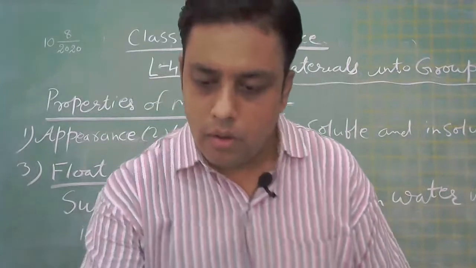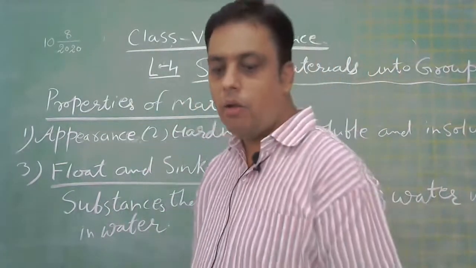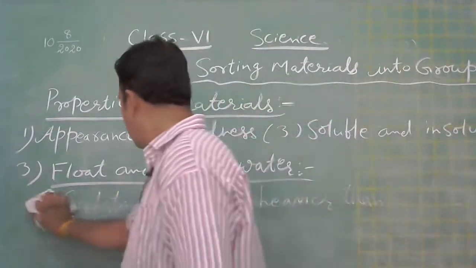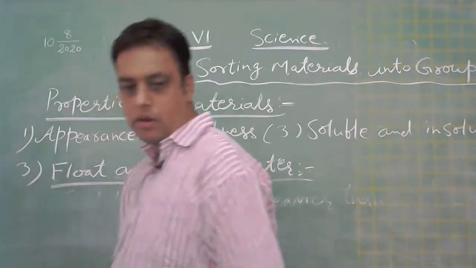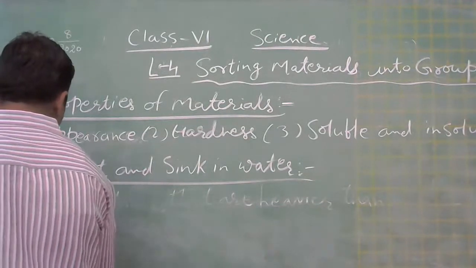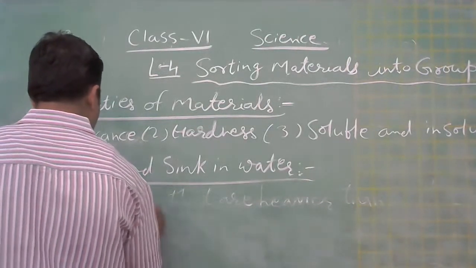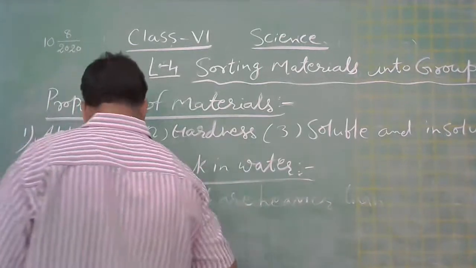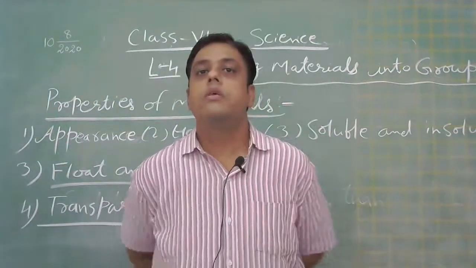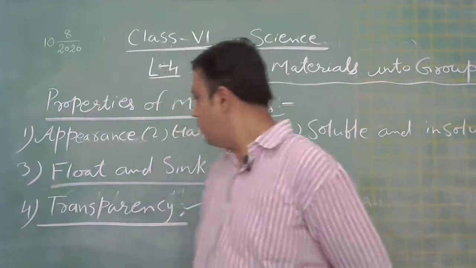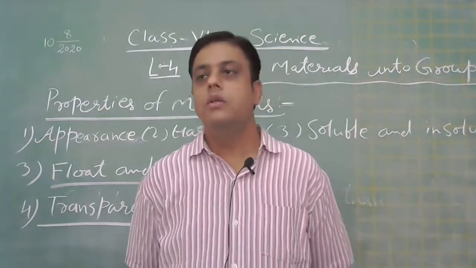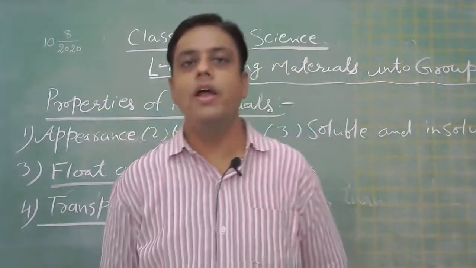So now the next property of the material is transparency. Some materials are there, and the next property is transparency. What is the meaning of transparency? Some materials are there from which we can see to the other side of the material.